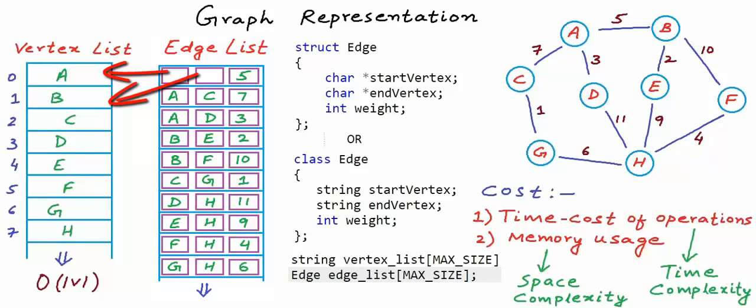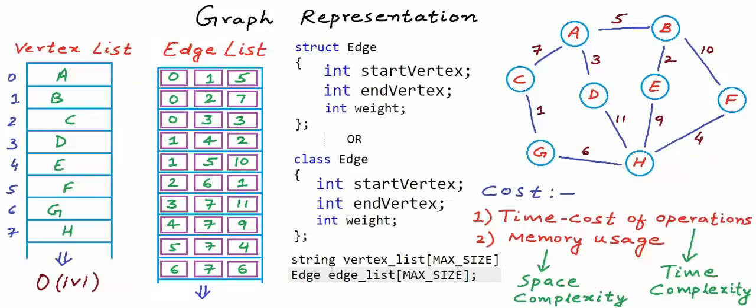Now for start vertex and end vertex, we can have two integer fields. As you can see in both my definitions of edge, start vertex and end vertex are of type int now. And in each row of edge list, first and second field are filled with integer values. I have filled in appropriate values of indices. This definitely is a better design.